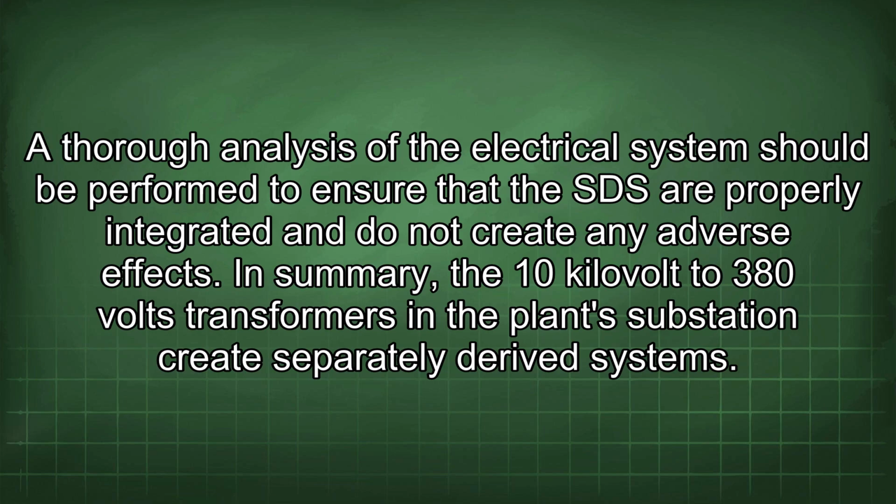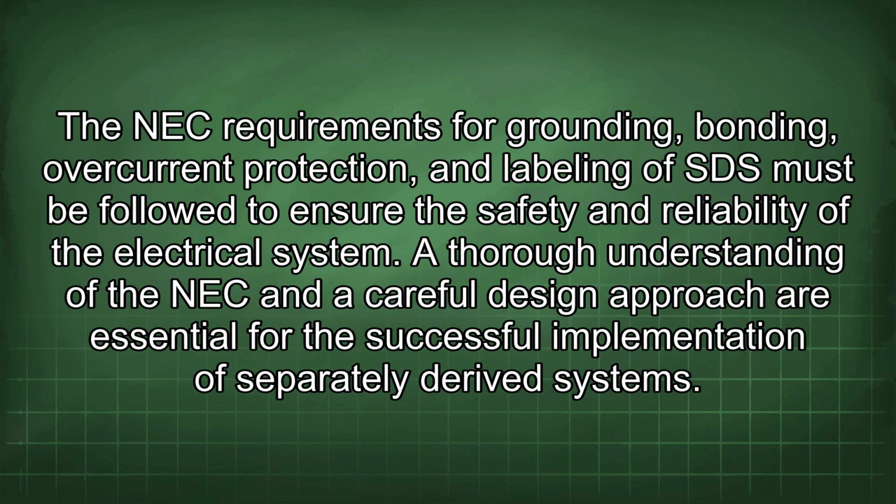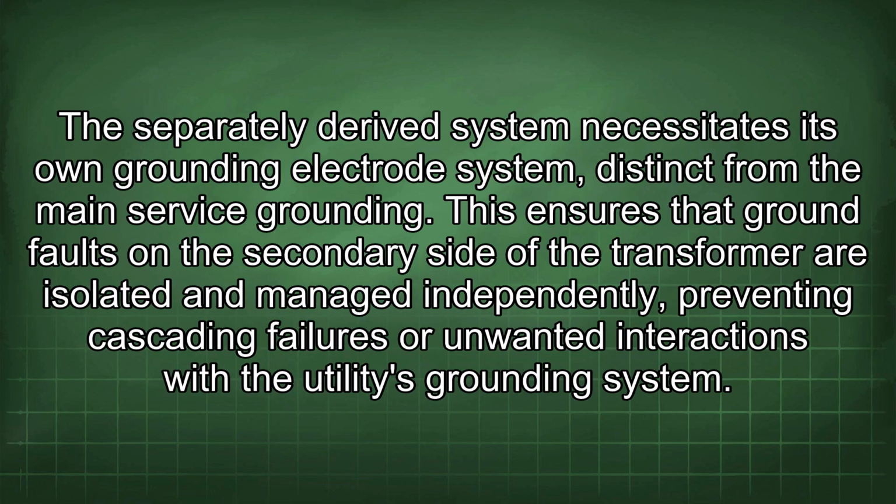In summary, the 10 kV to 380 volts transformers in the plant substation create separately derived systems. The NEC requirements for grounding, bonding, overcurrent protection, and labeling of SDS must be followed to ensure the safety and reliability of the electrical system. A thorough understanding of the NEC and a careful design approach are essential for the successful implementation of separately derived systems. The separately derived system necessitates its own grounding electrode system, distinct from the main service grounding.